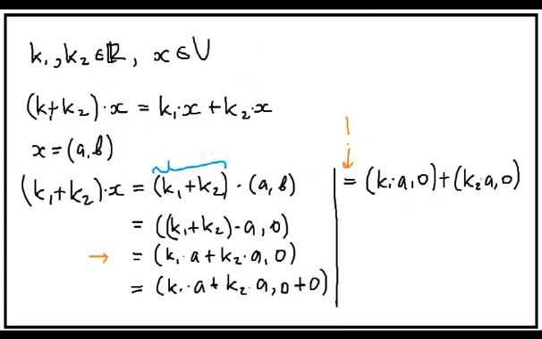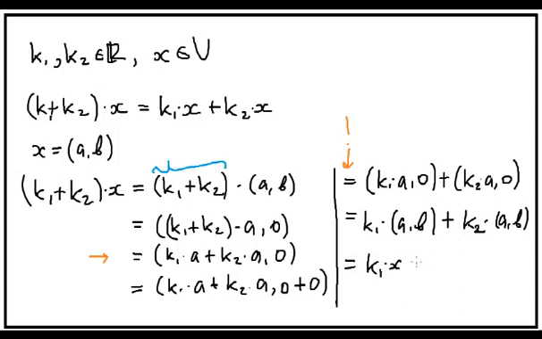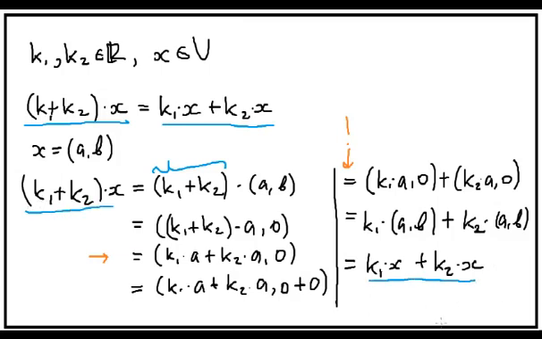Okay, so we can then continue this, and now we also go backwards. So we went backwards in terms of the definition of addition. Now we want to go backwards in terms of the definition of scalar multiplication, and write this as k1 times ab plus k2 times ab. And then this is equal to k1 times x plus k2 times x, and we are done. Why? Because we wanted to show that the left-hand side equals the right-hand side, and now we have a chain of equalities which connect the left-hand side with the right-hand side. Great. We've got two more axioms to check.